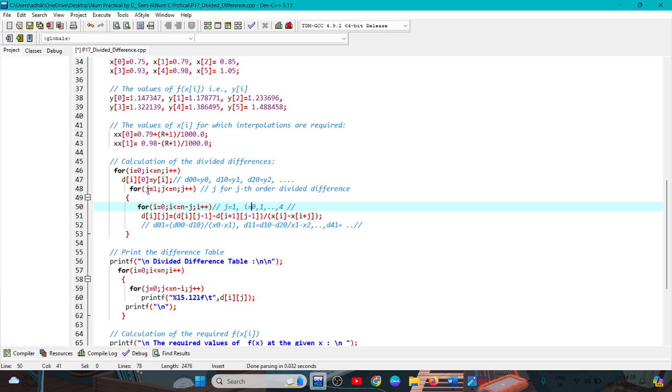So when j equal to 1, i equal to 0. So i runs from 0 up to n minus 1, here 5 minus 1, that is equal to 4. So in the first loop when j equal to 1, i runs from 0 to 4. Actually j equal to 1 means the first order difference. So i equal to 0, 1, 2, 3, 4, that means i equal to 0 gives 0 1, i equal to 1 gives 1 1, 2 1, 3 1, 4 1.